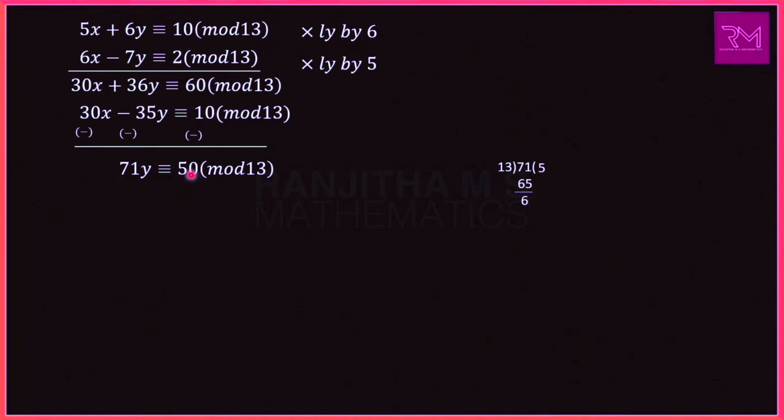In the similar way, if we divide 50 by 13, we get a value: 13 into 3 is 39. If we subtract 39 from 50, we get a remainder of 11. So in the place of 50, we can substitute 11. This is because 50 is congruent to 11 mod 13, satisfied. So the new congruency obtained is 6y congruent to 11 mod 13, because 71 is congruent to 6 and 50 is congruent to 11 mod 13.